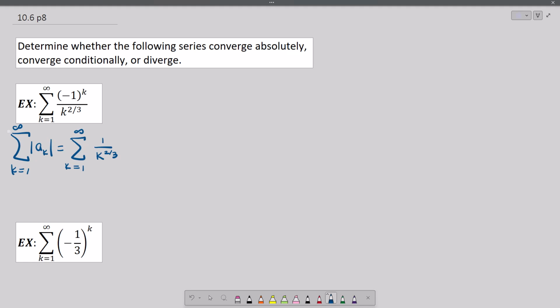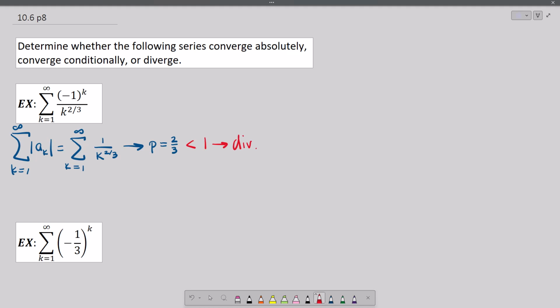And what kind of series is that? P series. So we say arrow, P is equal to 2/3. And then we compare that to what number? 1. So we compare that to 1 and then we make our conclusion. Converge or diverge? So for a P series, bigger than 1 is converging, otherwise you diverge for a P series. Bigger than 1 converges. Okay, so that tells us that the series of absolute values diverges.